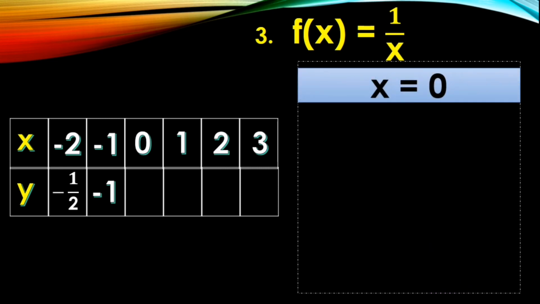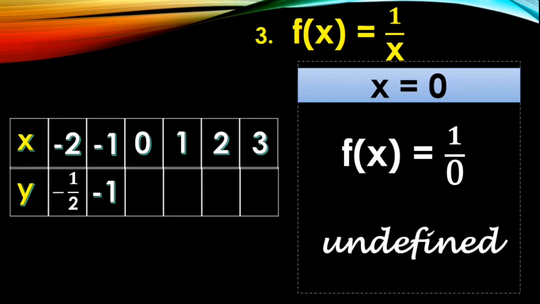What is the value of y if x is 0? f of x is equal to 1 divided by 0. Always remember that division by 0 is not possible. So 1 divided by 0 is undefined.